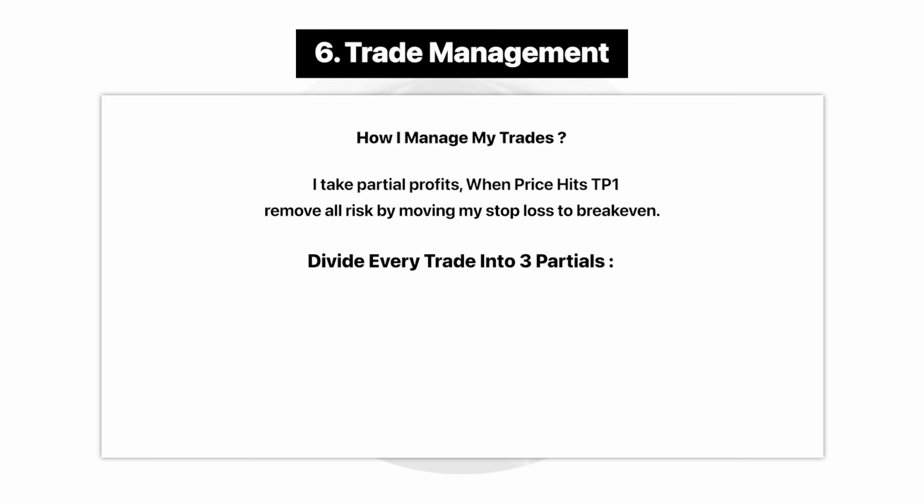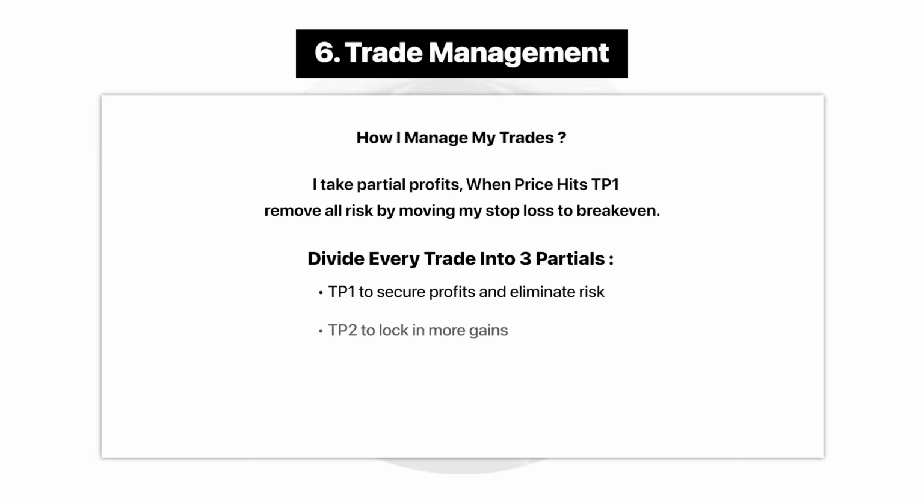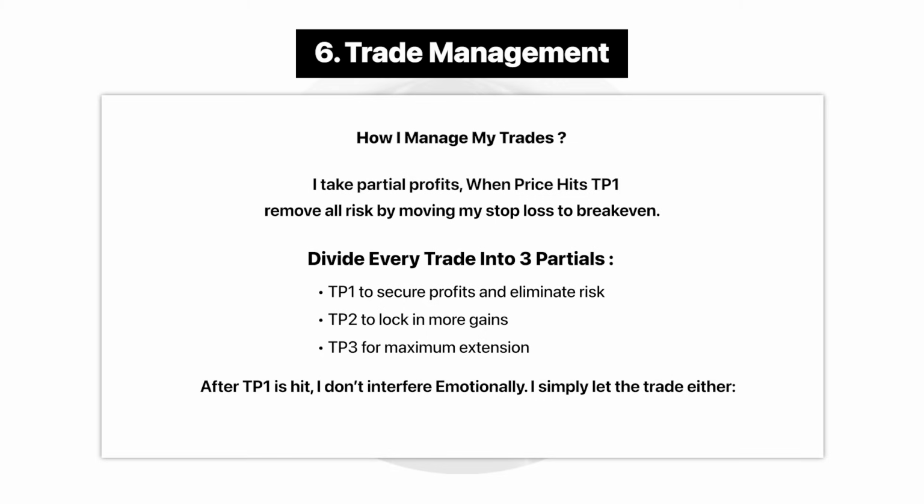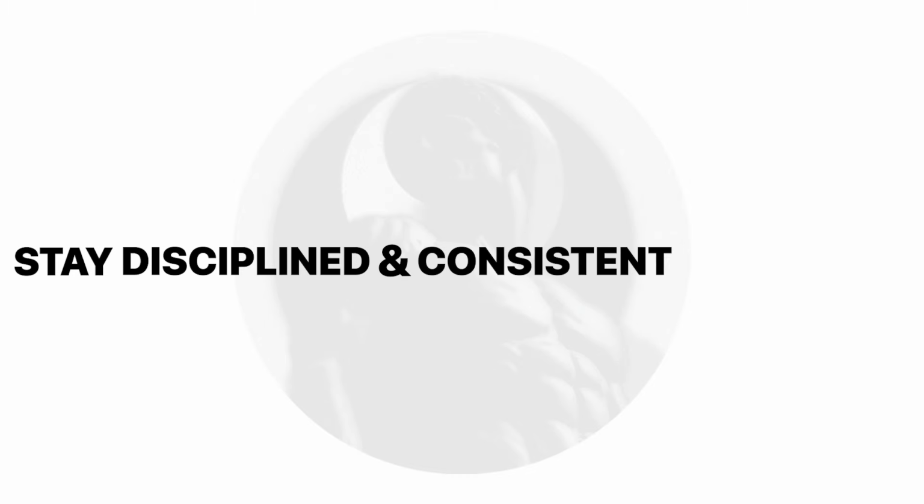I divide every trade into 3 partials. TP1 to secure profits and eliminate risk. TP2 to lock in more gains. TP3 for maximum extension. After TP1 is hit, I don't interfere emotionally. I simply let the trade either get stopped out at break even or run all the way to TP3. This approach allows me to maximize upside when the market moves strongly and minimize downside on every single trade. Stay disciplined and consistent over time.